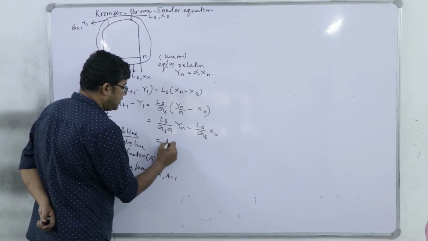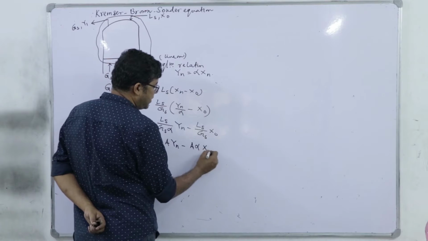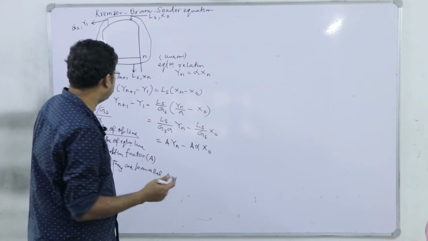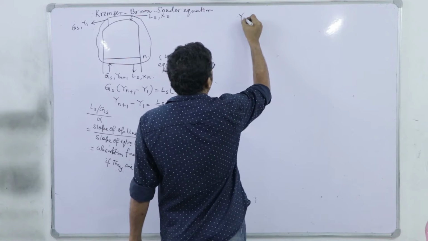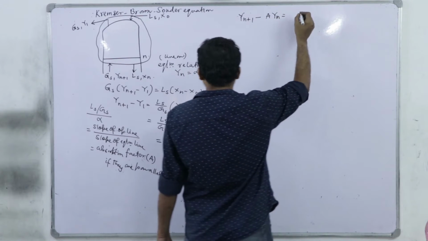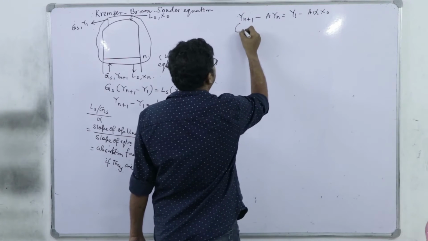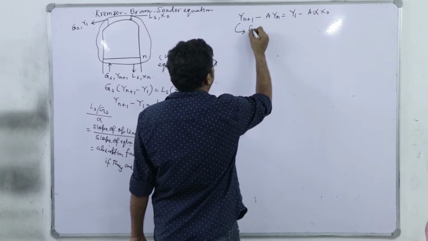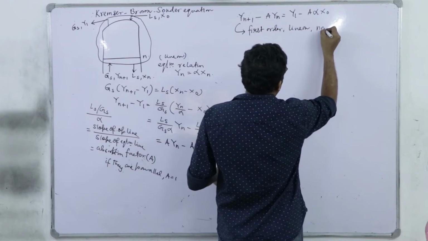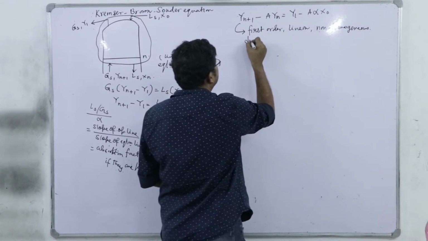So, you see that this we can write as A yn, and this we can write as A into alpha into x0, because Ls by Gs divided by alpha is A. So, this becomes A into alpha. So, my structure of equation is yn plus 1 minus A yn is equal to y1 minus A alpha x naught. So, this is a typical first order linear non-homogeneous difference equation.